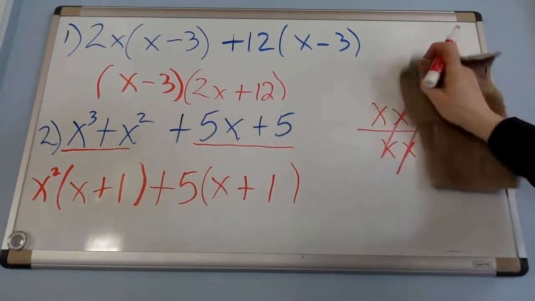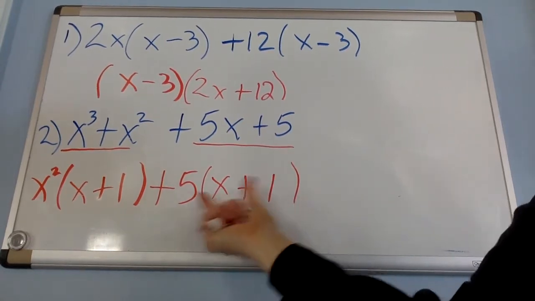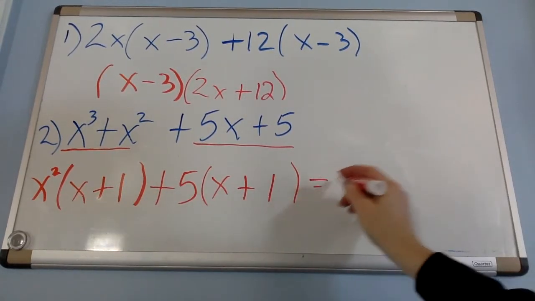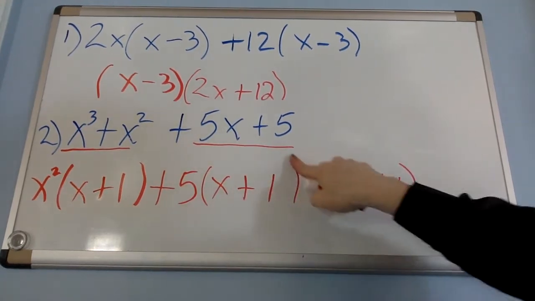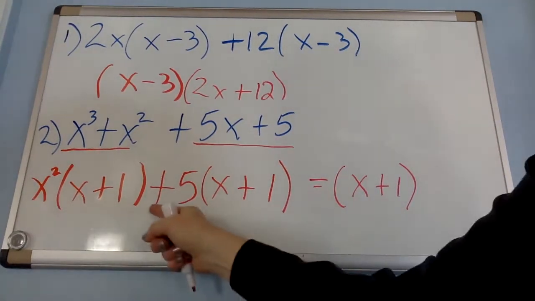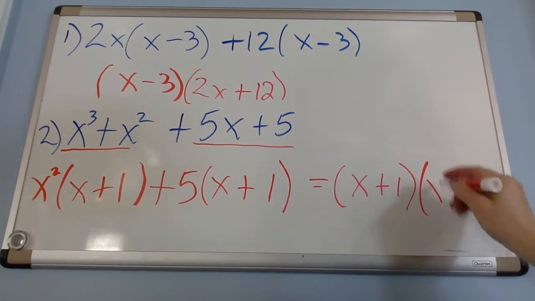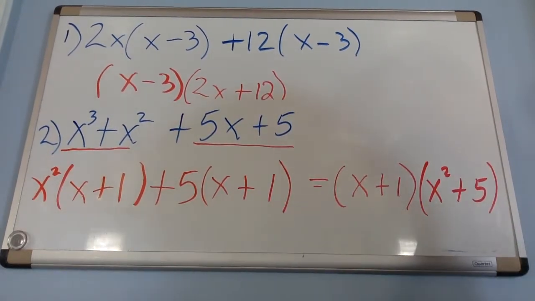So now I'm going to rewrite this. Now we've done this part. X plus 1 is being multiplied by two different terms, so that's our common factor, x plus 1. That's getting multiplied by x squared and positive 5. So I'm going to put the x squared and the positive 5 in a separate set of parentheses.